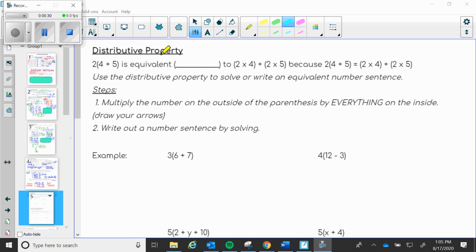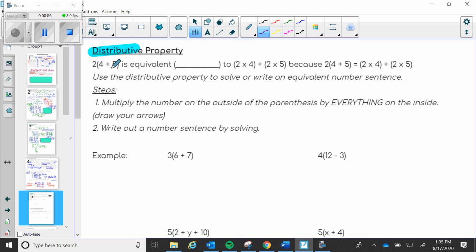So distributive property, the root word is distribute. And to distribute means to give or to give out. So pretty much what that's telling us is that we're going to be giving something to something else. There's lots of properties in math, but distributive is the main one that we're going to focus on in 6th grade.